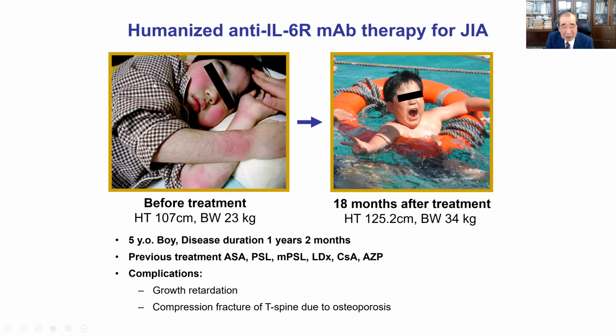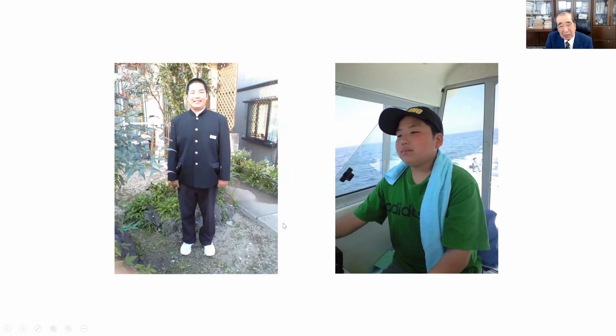Surprisingly, 18 months later, by the treatment of anti-IL-6 receptor antibody, tocilizumab, this boy now enjoys swimming in Hawaii, and his height increased 18 centimeters in 18 months. This shows the tremendous, dramatic effect of tocilizumab on this disease. And this picture shows this boy as a high school student, completely healthy.